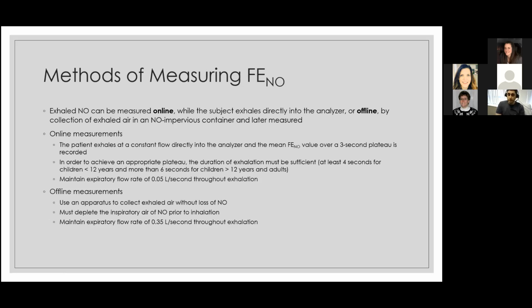With offline measurements, they use an apparatus to collect the exhaled air without loss of nitric oxide. Then they must deplete the inspiratory air of nitric oxide prior to inhalation. They have to maintain an expiratory flow rate of 0.35 liters per second throughout the exhalation.